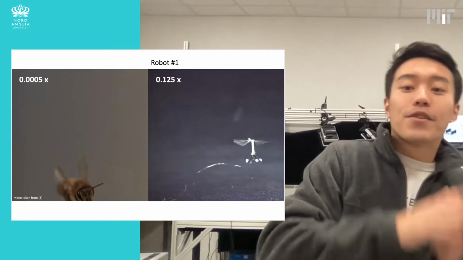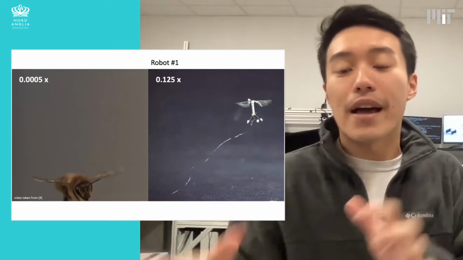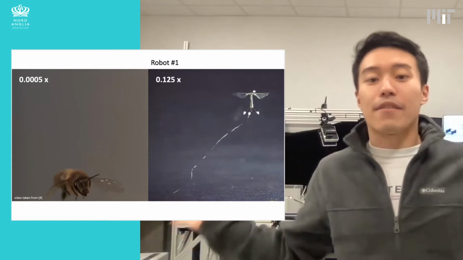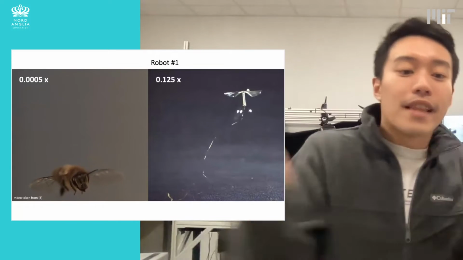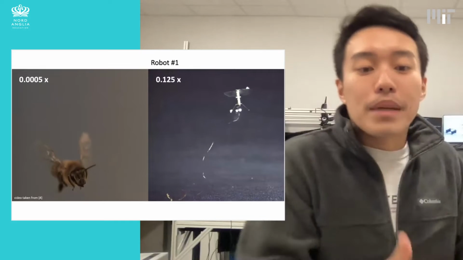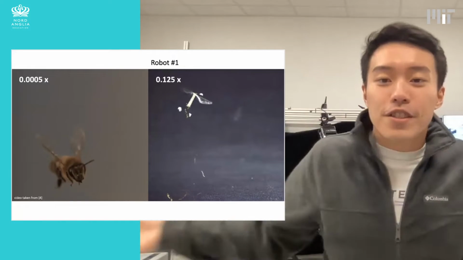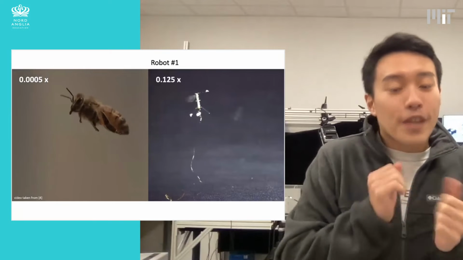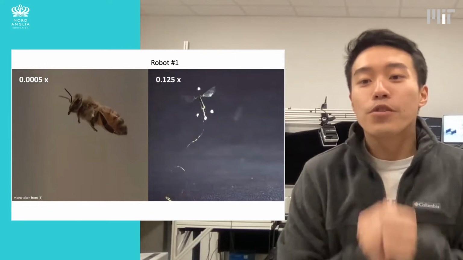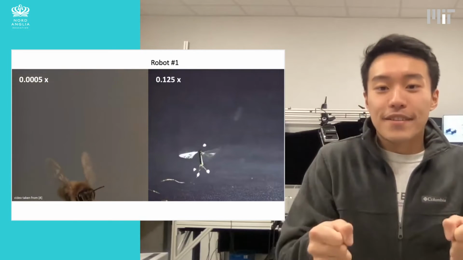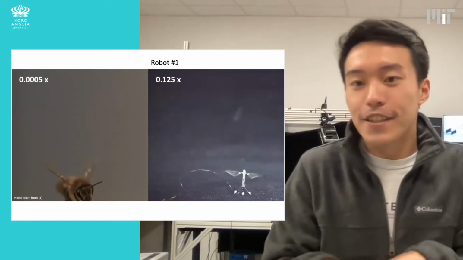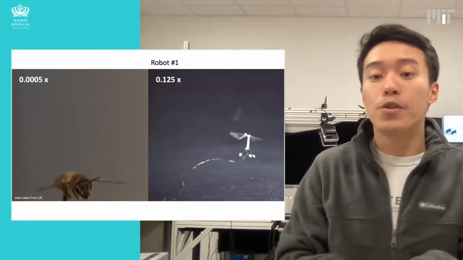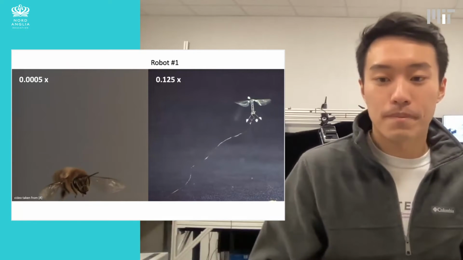You can see on the right-hand side is a robot that we developed in our lab that flaps its wings. On the left-hand side is a bumblebee that is flying. You can see the wing motion is kind of similar. So today I'm going to teach you how to make those wings and how to take a look into those flapping motions.